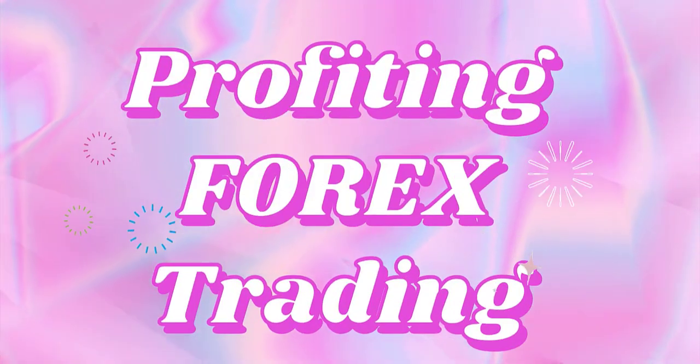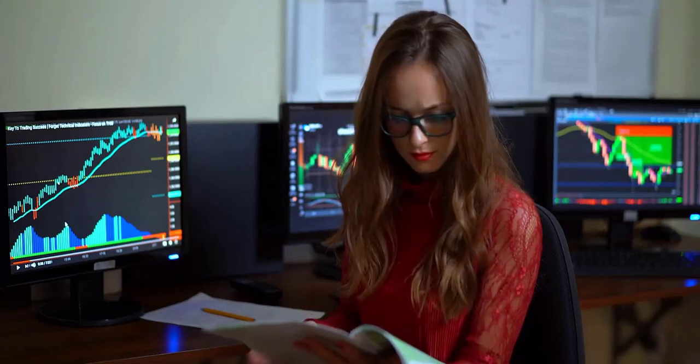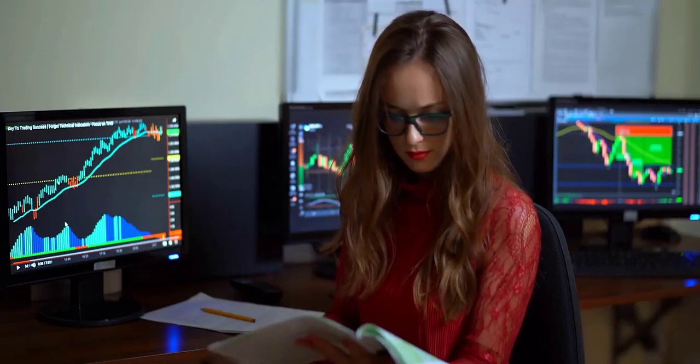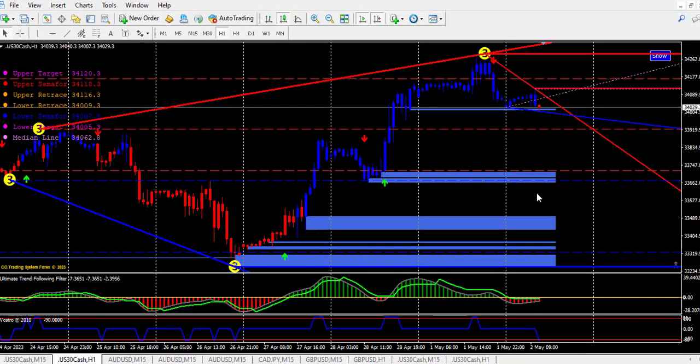MetaTrader 4 winning strategy. This strategy is strictly meant for MetaTrader 4 and not MetaTrader 5. You cannot use this on derived platform.